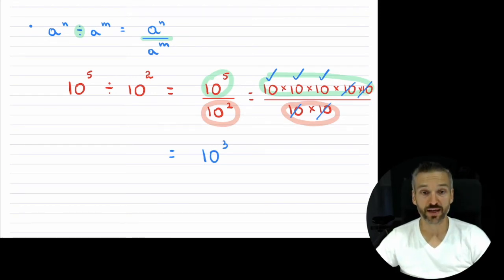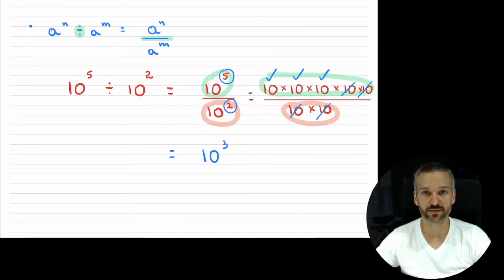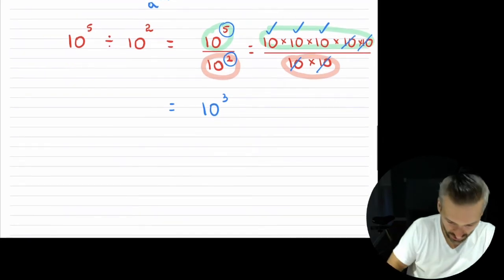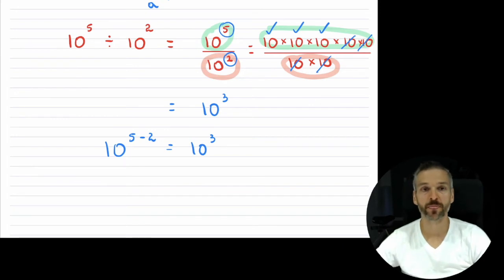Now, when you do that, again, you can spot a pattern: when you are dividing with the same base, the exponents will simply subtract. So I could have just written this out, if you know the law, that this is just 5 minus 2, which is equal to 10 to the 3. Again, the base has to be the same.